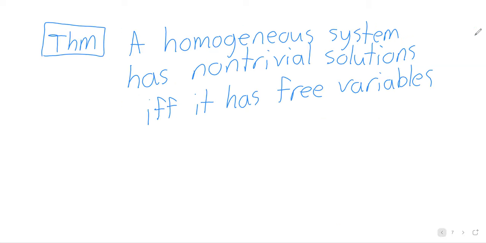Still, this theorem is useful. It's sort of conceptually useful. It tells us that there will be non-trivial solutions if and only if there are free variables. And this will springboard us into our next topic, which is what do these infinite classes of solutions look like, first of all, and how do we write them down? I mean, if there's an infinite number of solutions, we obviously can't just list them all. So how can we describe such a solution set?